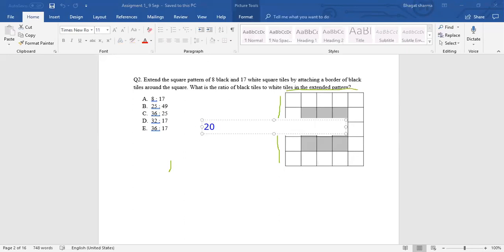And then on the corners, there will be one more tile, so it will be 4 more. And we already know there are already 8 tiles given. So it will be 32, and our white tiles are 17. So it will be 32:17.